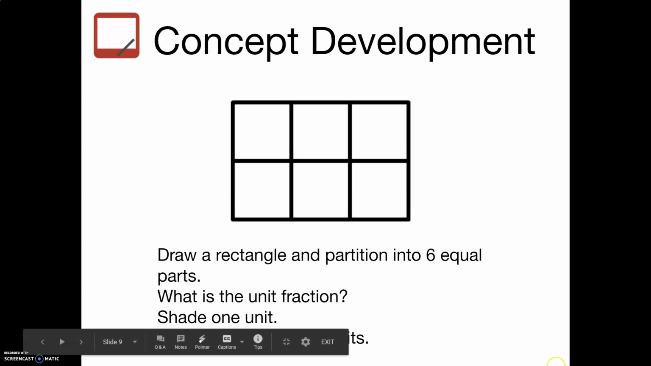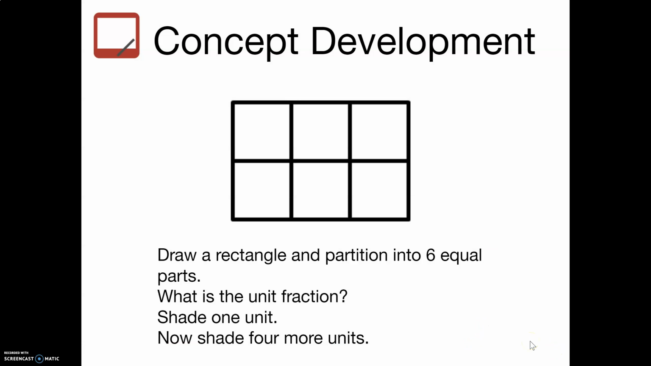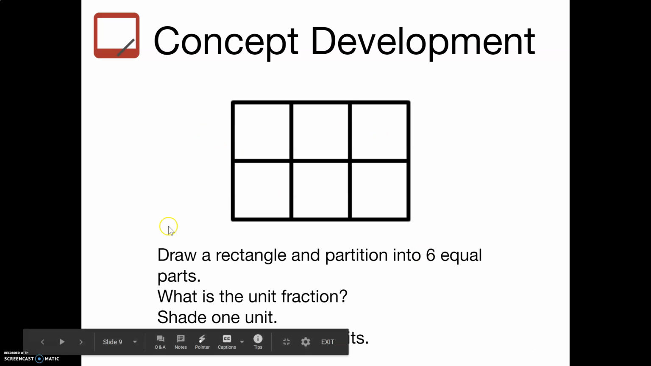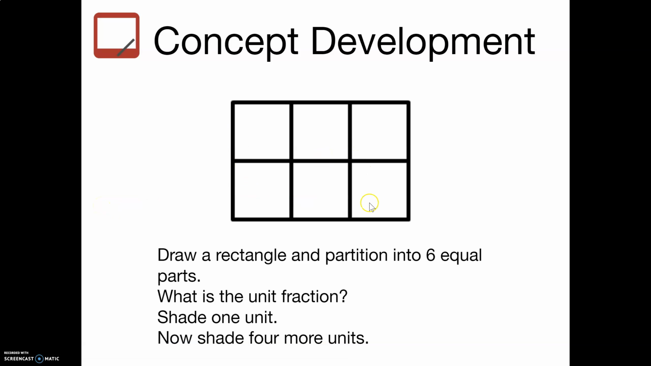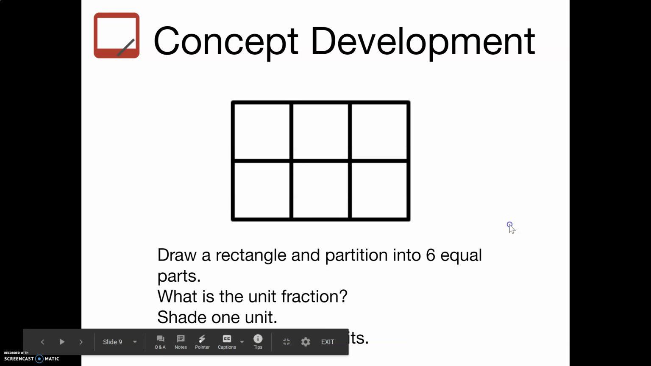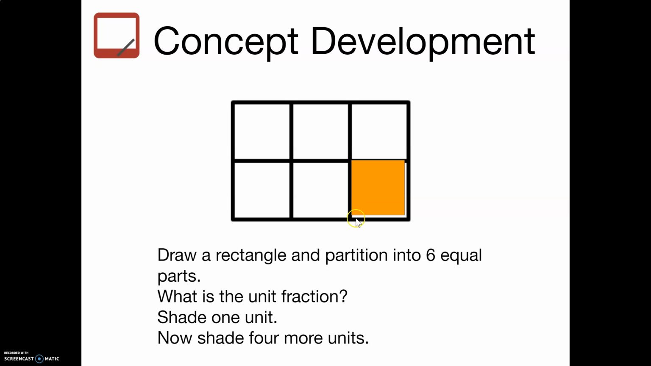So what I'd like you to do now is to draw a rectangle and partition it into 6 equal parts. So it should look something like this. What would these units be called? What are these parts called? It's equal parts and there are 6 of them. So it is sixths. What would the unit fraction be? If we shade in one of these parts, what would the unit fraction be for this one unit? If you said 1/6, you are correct.